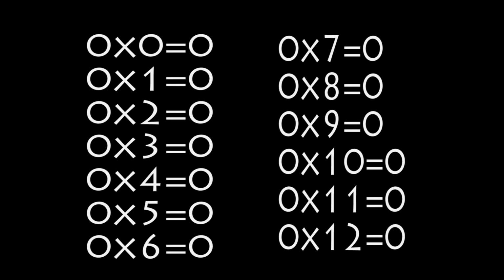Another thing that we should discuss is multiplying by 0. When you multiply by 0, it means that you have no groups. And with no groups, you can't have any items. So, when you multiply any number by 0, your answer will be 0.